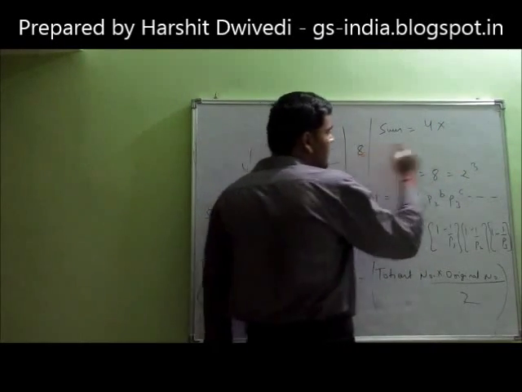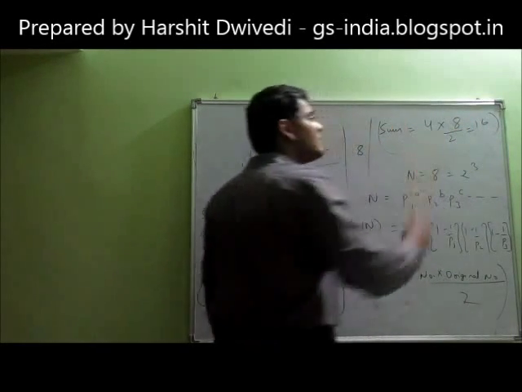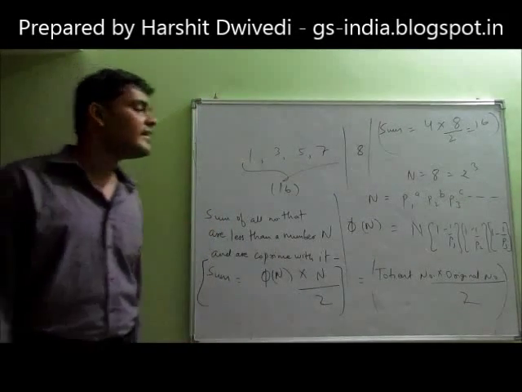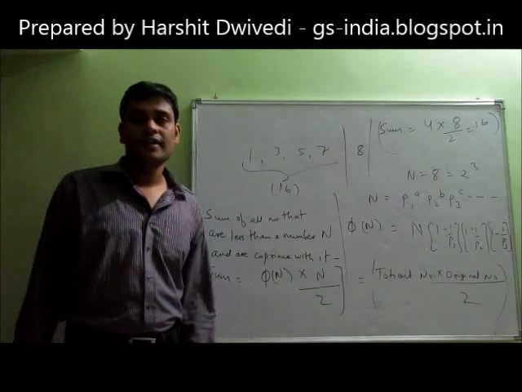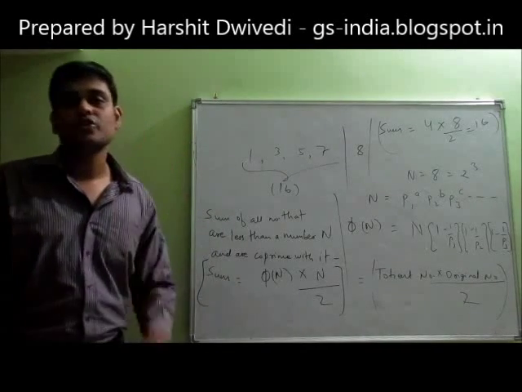Into original number 8 divided by 2. What is the value? 16. So the answer is 16. So this is the way of finding the sum of all those numbers that are less than a number and are co-prime with it. That is, the sum of all the numbers that I have found through the Totient theorem formula.